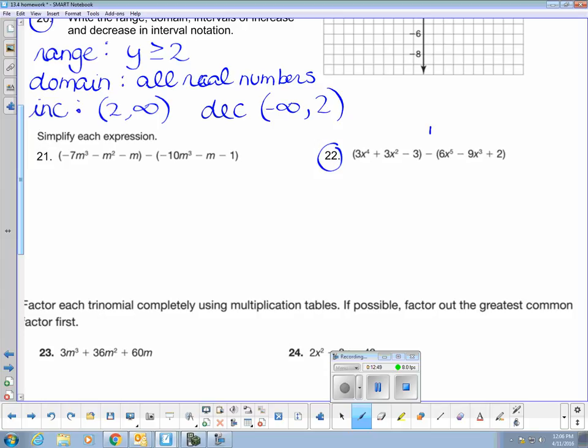Okay, so we're going to switch and think about subtraction. We've been doing a lot of multiplying. So we want to subtract these two trinomials. So the first thing I want to do is to distribute my negative with each term in the second set of parentheses. And so I'm going to rewrite this as 3x to the 4th plus 3x squared minus 3. The next term would be negative 6x to the 5th. My next term is positive 9x to the 3rd. And the last term is negative 2.